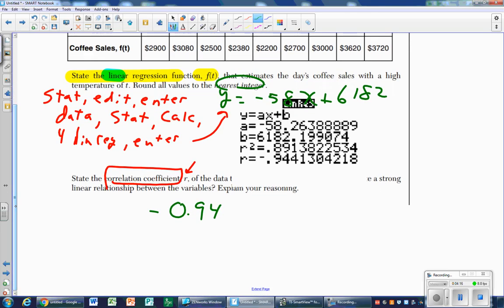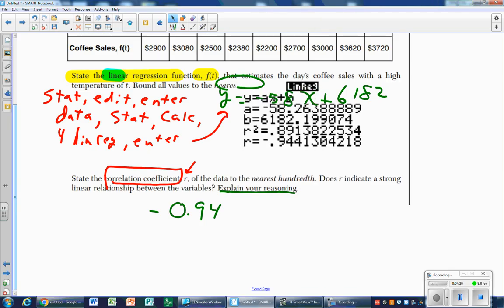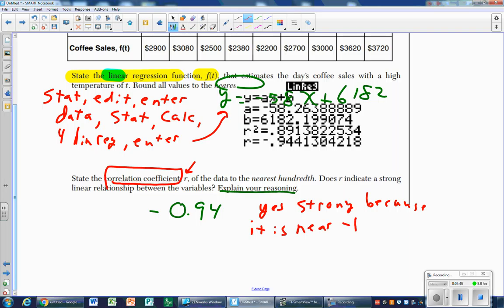What does that mean? Explain your reasoning. State the correlation coefficient of R to the nearest hundredths. There it goes. Does R indicate a strong linear relationship between the variables? Yes, strong, because it is near -1 or +1. Because it's near -1, it's a strong correlation. If it's close to +1, it's also a strong correlation.